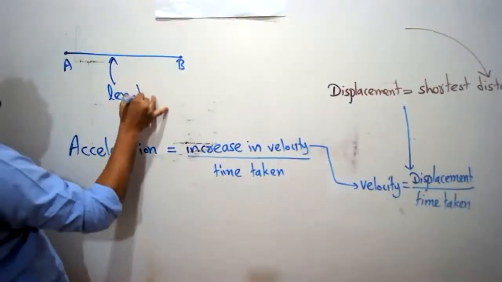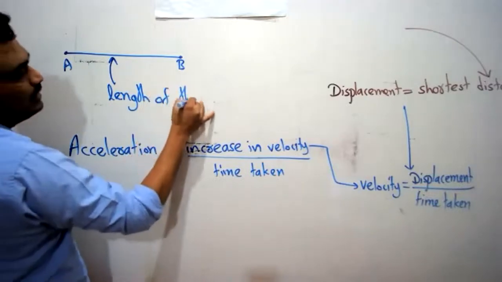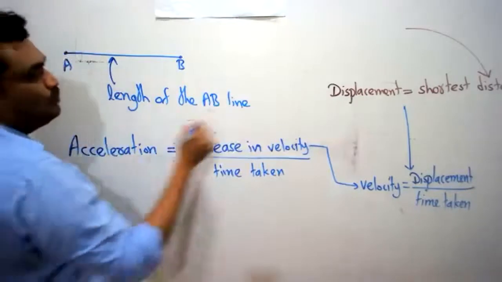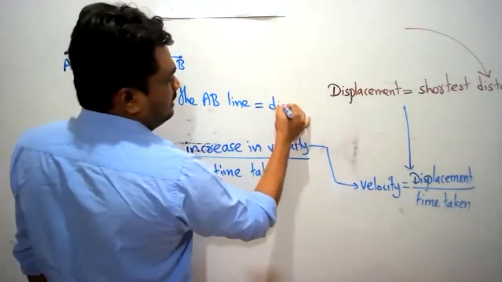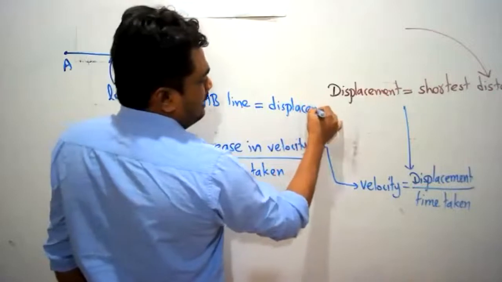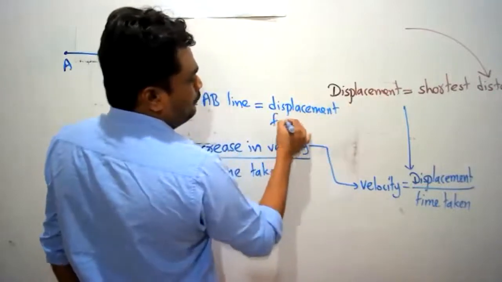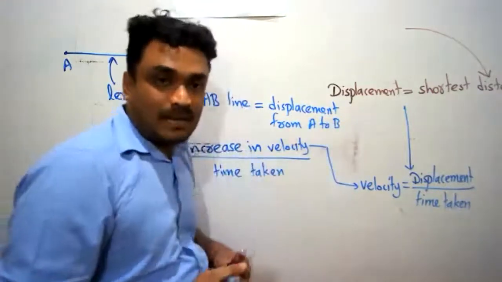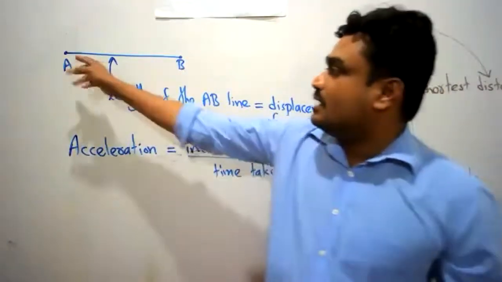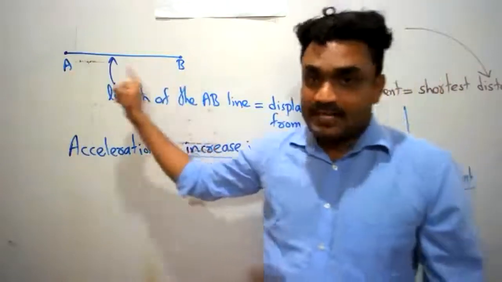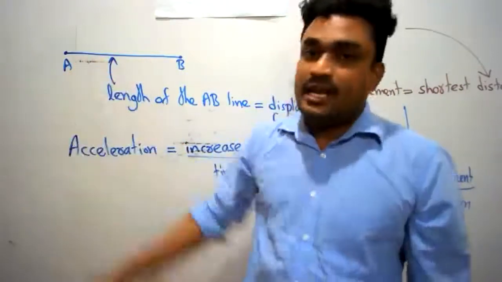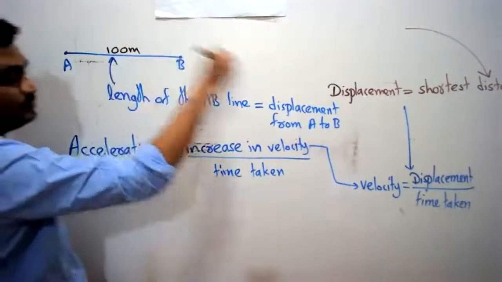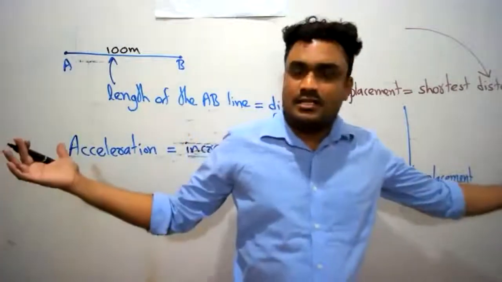Length of the AB line. So the length of the AB line is said to be the displacement from A to B. Am I right here? Yes, sir. Join points A and B by a straight line. Measure the length of the AB straight line. For example, if the length of the AB straight line is 100 meter, the displacement is 100 meter.